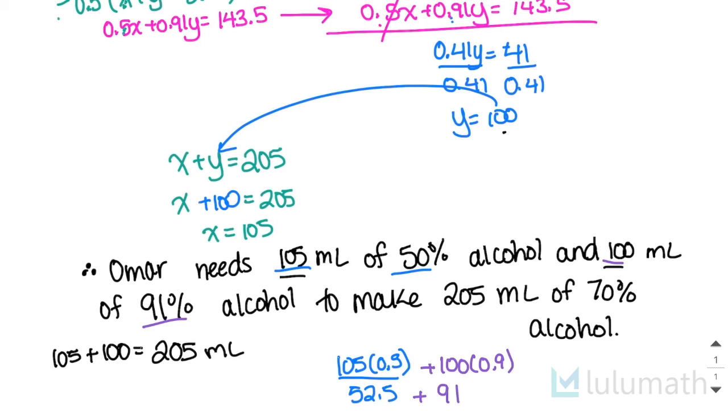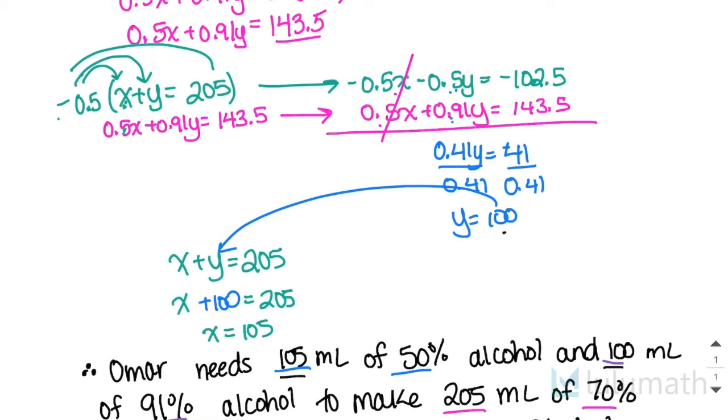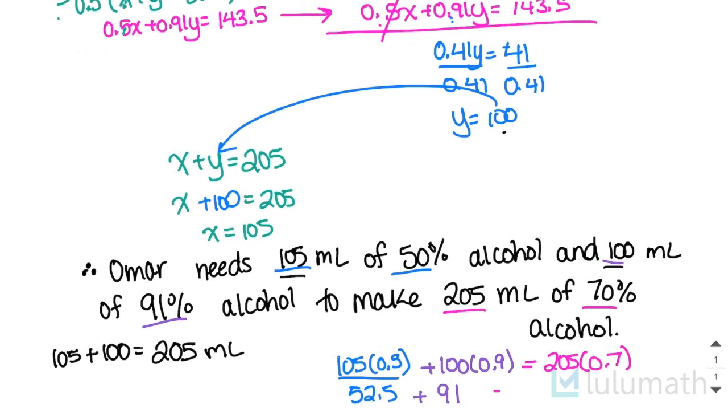So this is 91 right here. And this should equal 205 milliliters of 70% alcohol. So let's take 205 and multiply that by 0.7. Well, we already did that up here and we got 143.5. So this should equal 143.5. And if you were to add 52.5 and 91 together, you do end up getting 143.5. So 143.5 equals 143.5. It checks, it works. And that's how you solve a question like this.